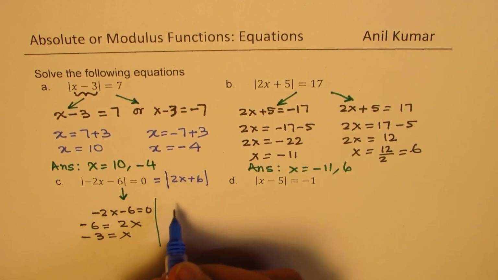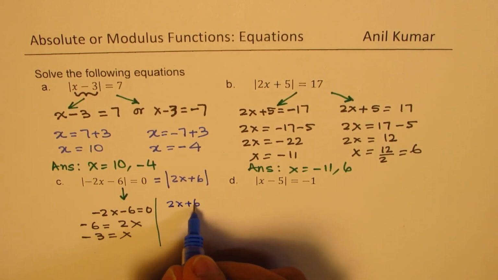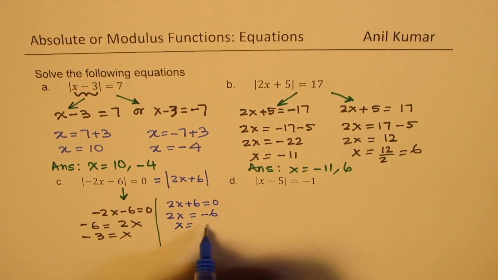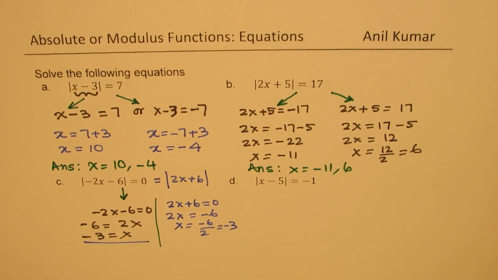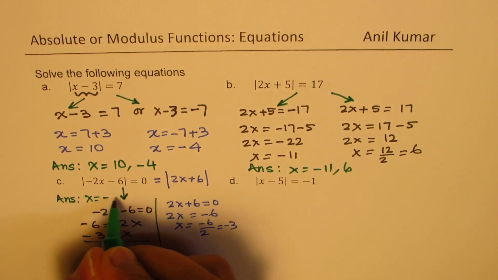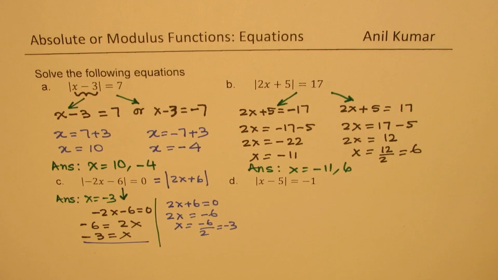Now you could have got the same answer with that equation also. Let me just show you. So if I have 2x plus 6 equals to 0, we get 2x equals to minus 6 and x equals to minus 6 by 2, which is again minus 3. So we get exactly the same answer, correct? So in this case, the answer is x equals to minus 3. Is that clear to you?